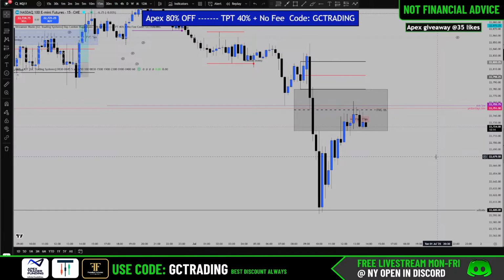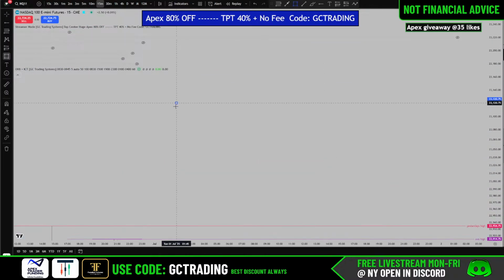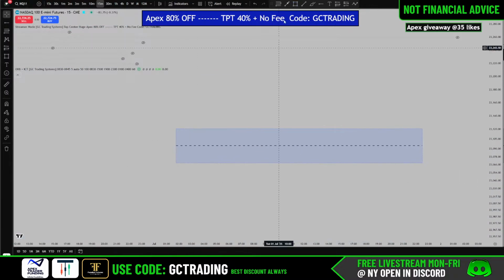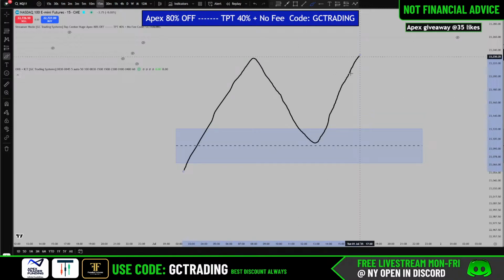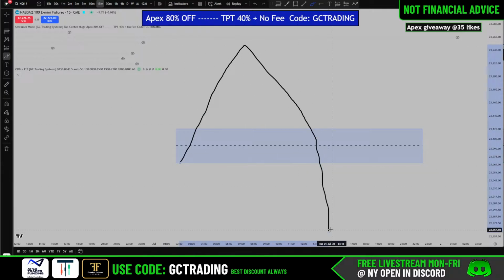Can you explain what hold the gap means? Yeah, so if you have a fair value gap, I'm sure you know what a fair value gap is. Let's say this is a fair value gap. We want to see price hold that gap. If we inverse it, that's not holding it, right?